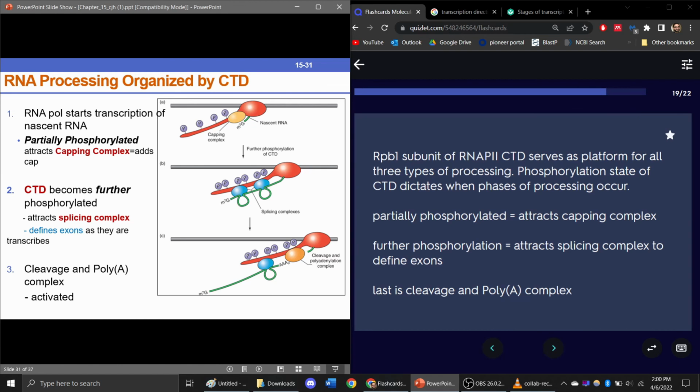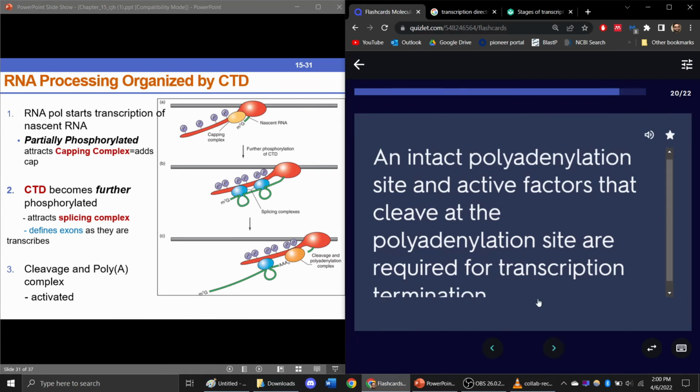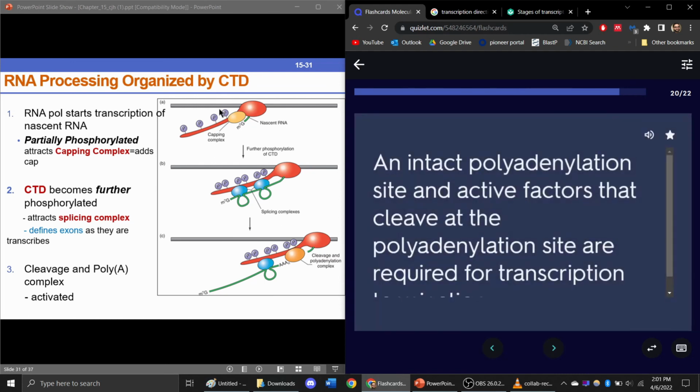So that's the CTD code, and to show a little picture of it on your PowerPoint, you can see here the fewest amount of phosphates on slide 31. You're in capping still. Accumulate some more phosphates. Now you're splicing, and then you have the most amount of phosphates, and you're cleaving. All right, so this was a little side note.